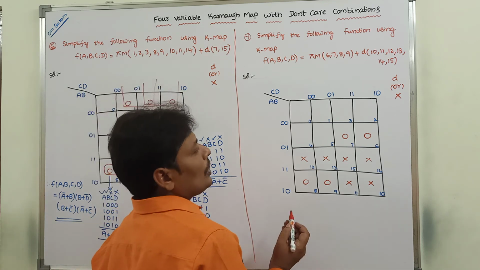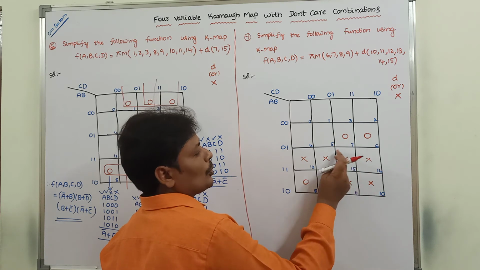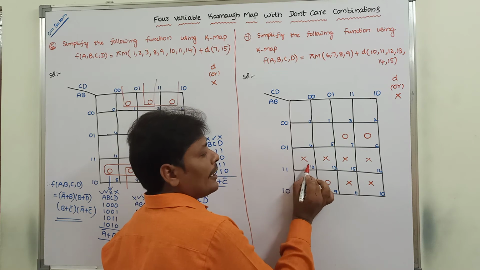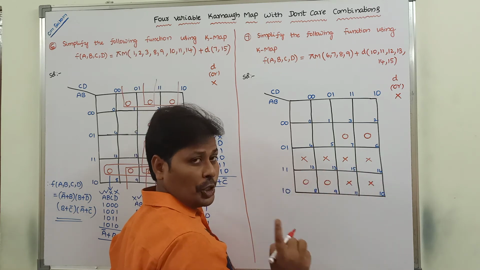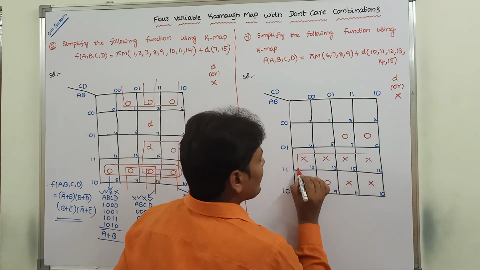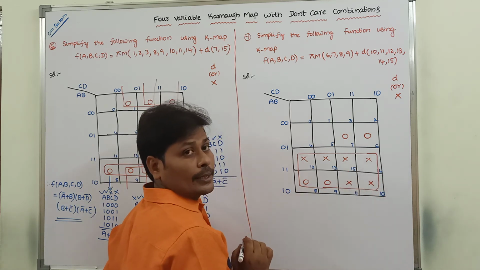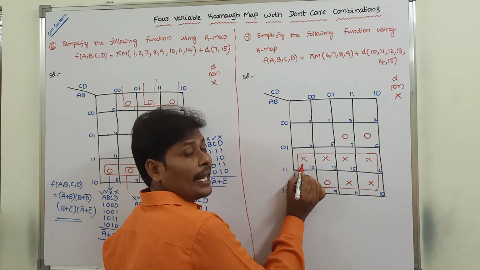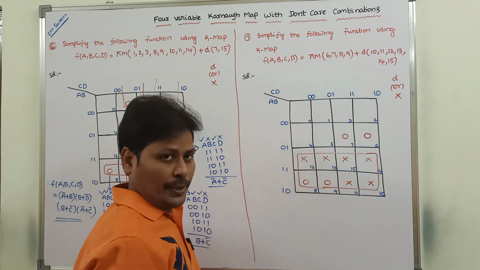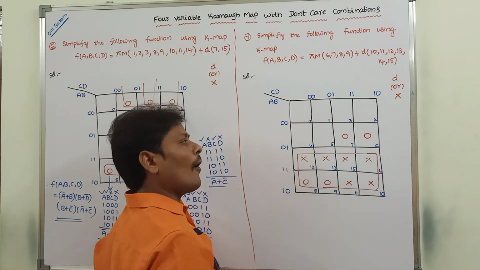Observe this one here: 2 zeros and 6 don't cares. So they can be formed as 8 adjacent cells. Each and every don't care can be taken as 0. Now these 8 zeros can be formed as an octet, these 2 zeros and 6 don't cares, because we are simplifying the Boolean function using product of max terms. So 8 adjacent cells can be formed as an octet.